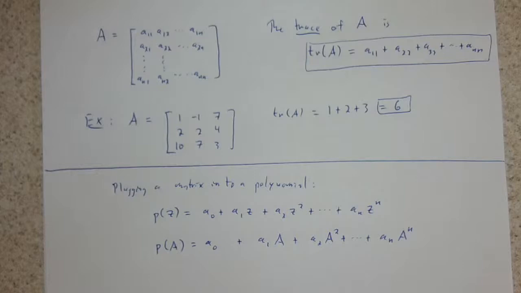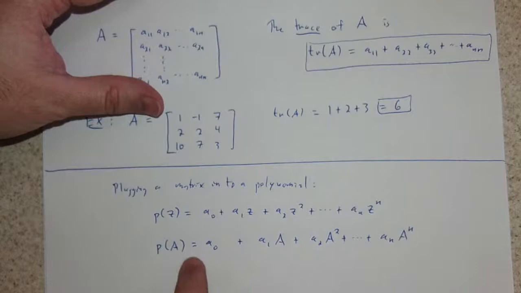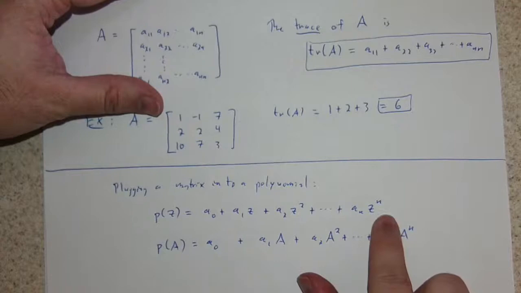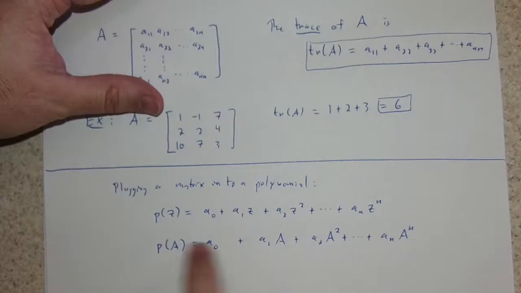Okay, but does this actually make sense? If I plug a matrix into this polynomial, what should the result be? Like, if I plug in a real number here, the result is going to be a real number. If I plug in a matrix A, the result here should be, I would hope, a matrix.